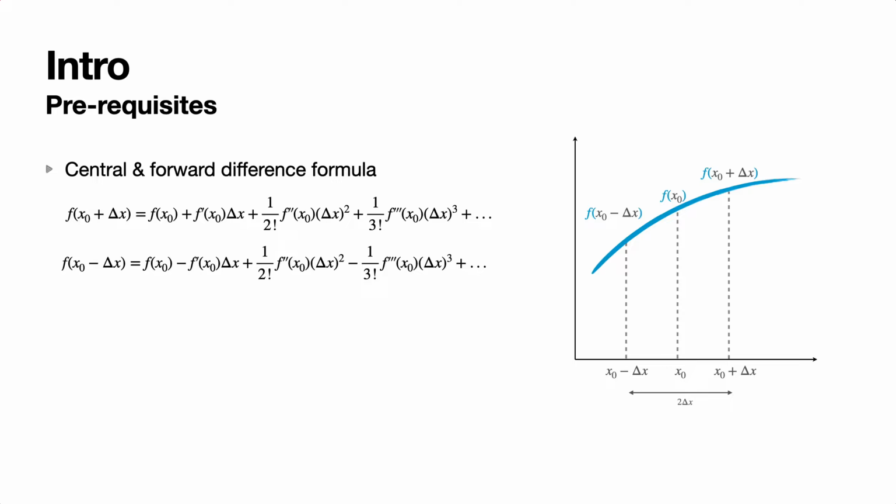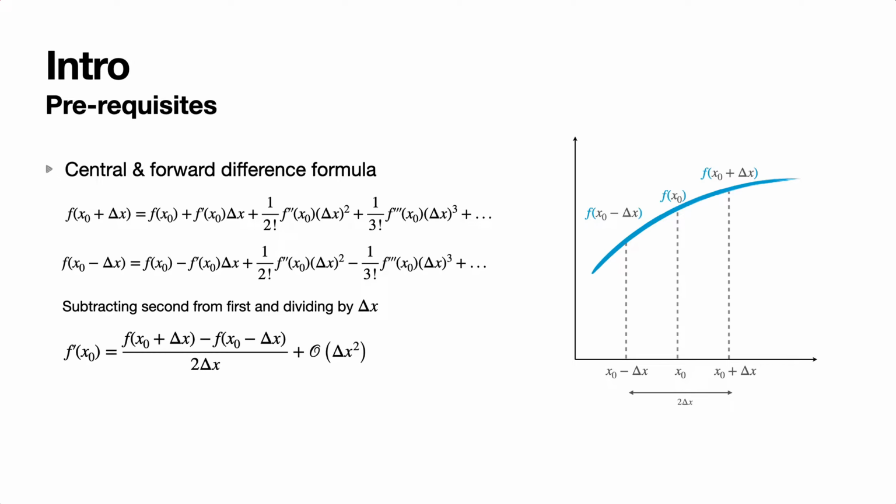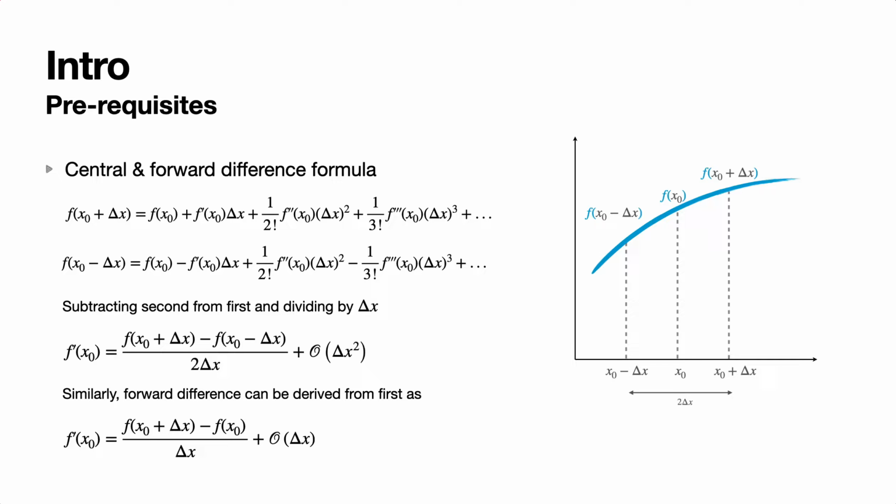Here the function is known at, let's say, f of x 0, f of x plus delta x, and f of x minus delta x. We can compute the first derivative using all of these values, giving the central difference formulation, or we can just use another point to get the forward difference formula.